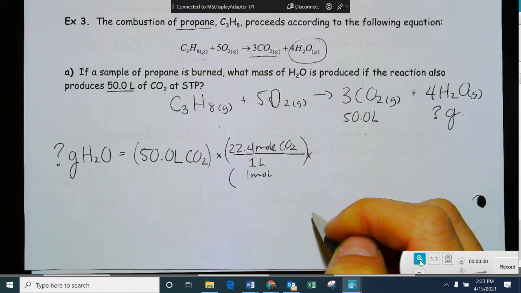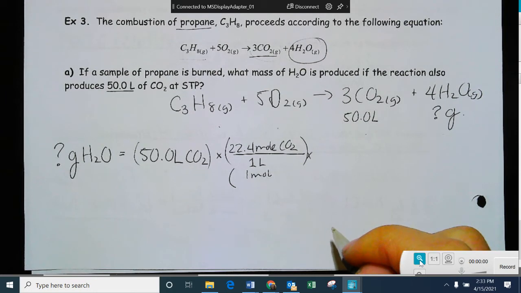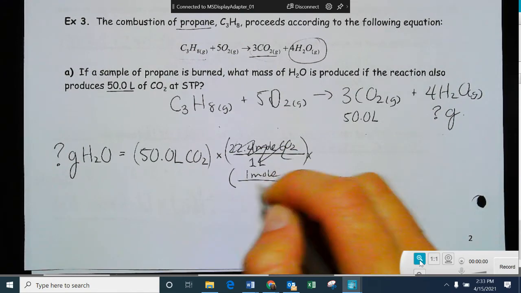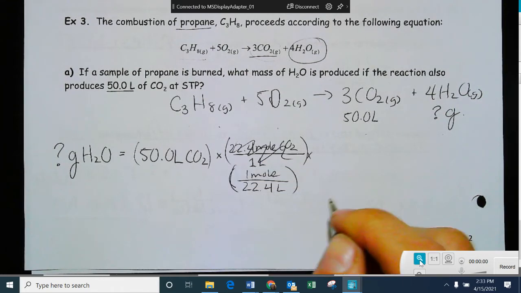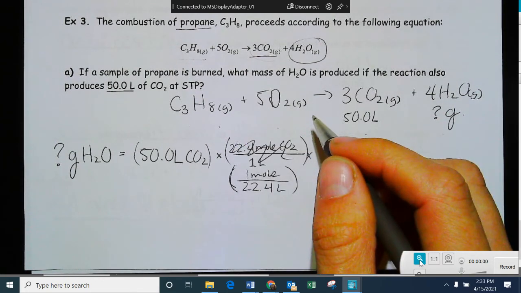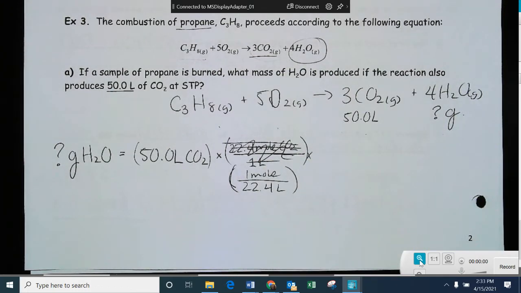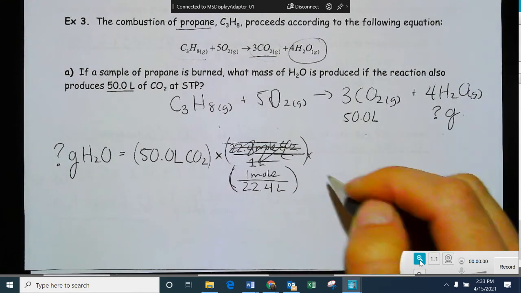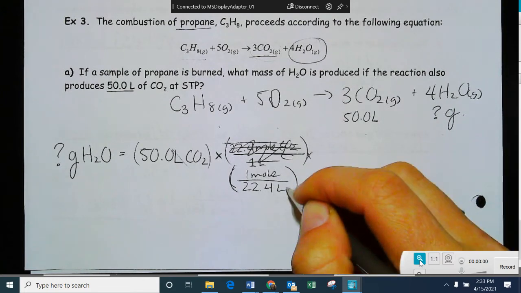Wait, 22.4 moles per liter. No. Yeah, no, you're right. Sorry. 1 mole is 22.4 liters. Oh my gosh. Yeah, there we go. Thank you. Upside down numbers. Okay, so we're multiplying that, and then we will have canceled out liters of carbon dioxide.